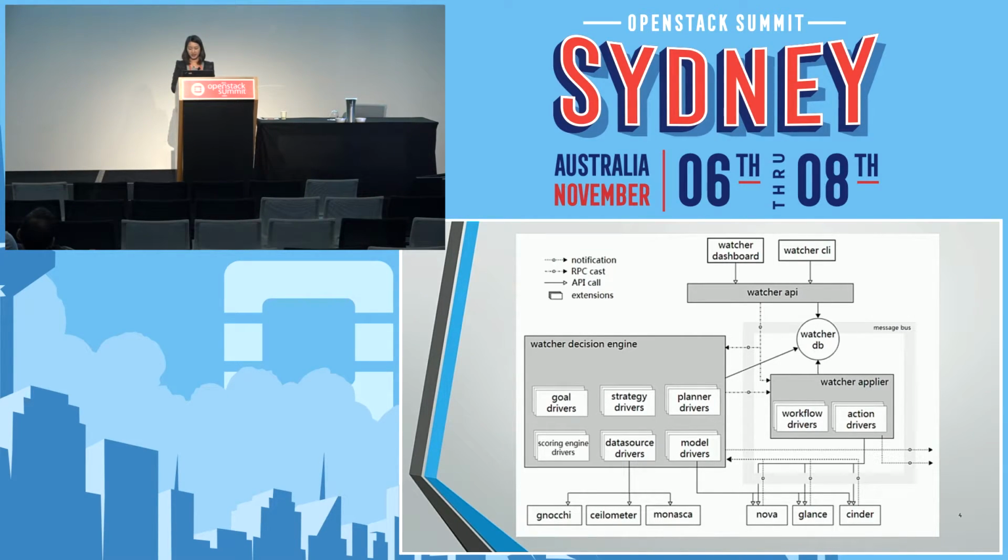And here at the bottom, you can see other components related to Watcher. Watcher uses Gnocchi, Ceilometer, Monasca to collect data on the utilization of physical and virtual resources. And also, Watcher uses Nova and Cinder to collect compute and storage management information. And also, the Watcher Applier will finally invoke Nova or Cinder to execute the optimization actions like live migration or volume migration.